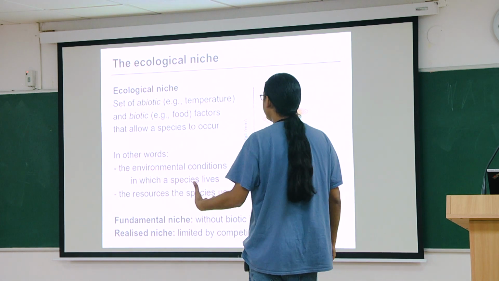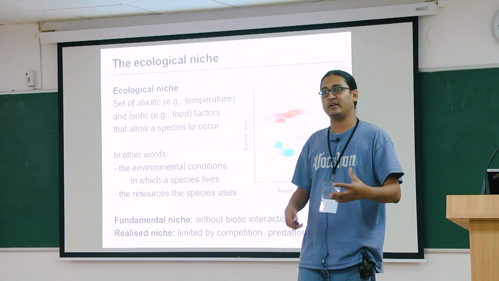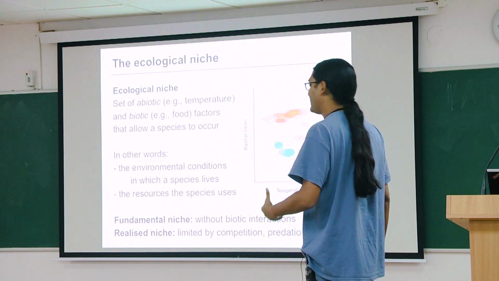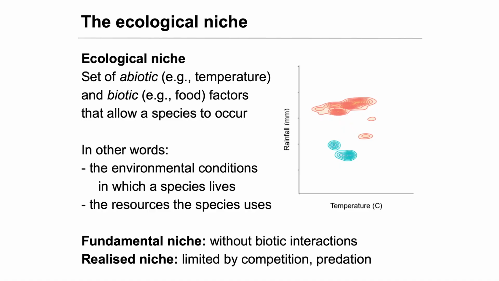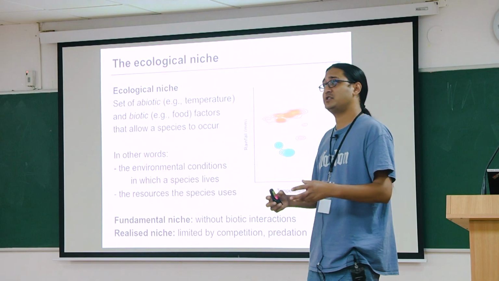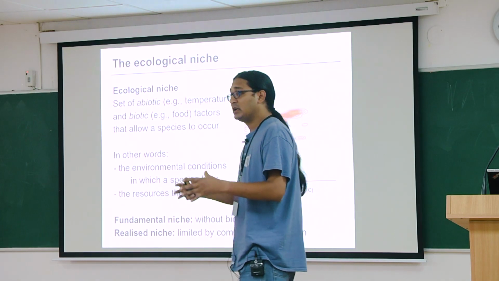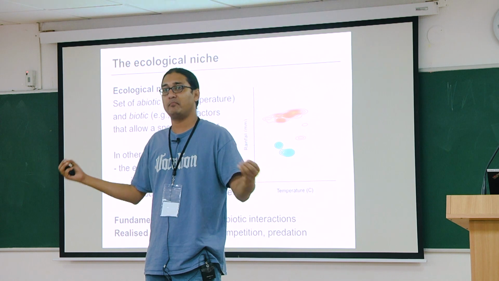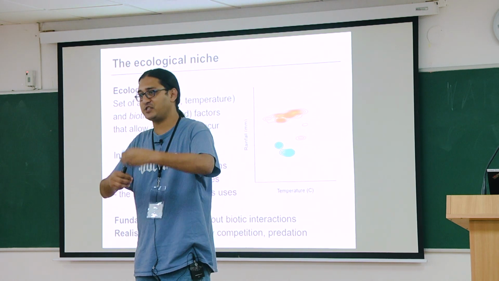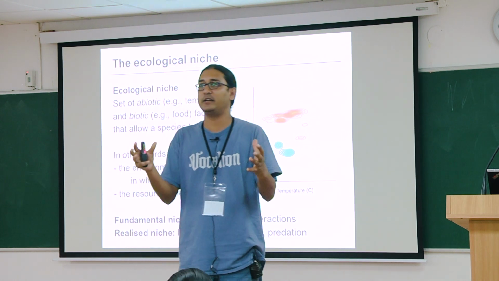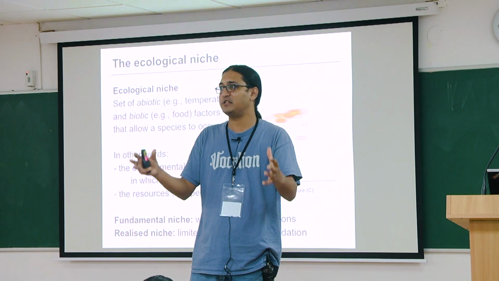So in other words, the niche is the environmental conditions under which a species lives, as well as the resources that the species uses. Now, there are two kinds of niches classically that have been described. There's the fundamental niche, and there's the realized niche. The fundamental niche is the niche that exists in the absence of biotic interactions like competition, predation, and so on. So it's just the environmental conditions that are required for a species to occur.